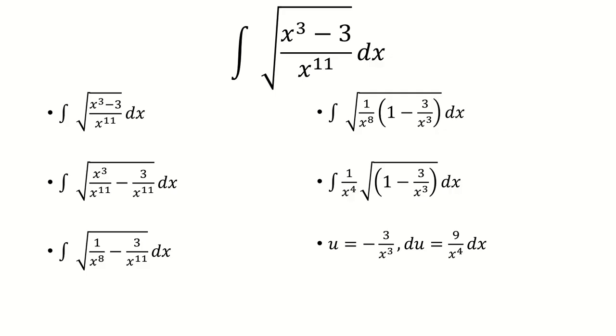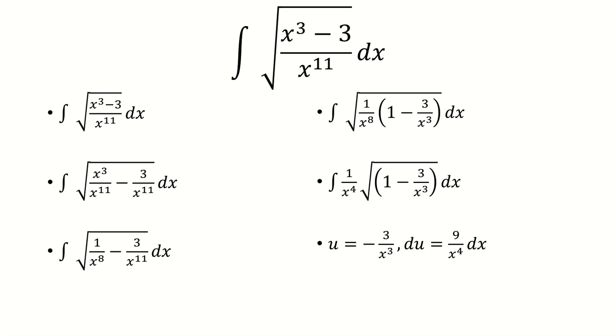So I can factor out a 1 over x to the 8th from both of those, and I have 1 minus 3 over x cubed. The 1 over x to the 8th is going to come outside of the square root as 1 over x to the 4th. And so now we could just use a u substitution.